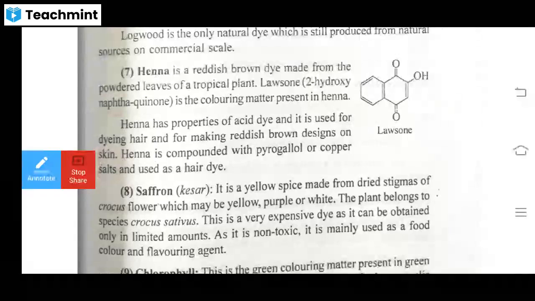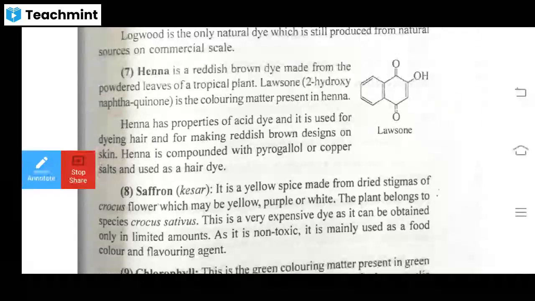In Indian culture, there is the most importance for the henna. So it is one of the important dyes and having the pyrogallol and the copper salt and used as a hair dye. So lawsone is the coloring matter present in the henna. Lawsone is the chemical constituent present in the henna which is responsible for its colors.